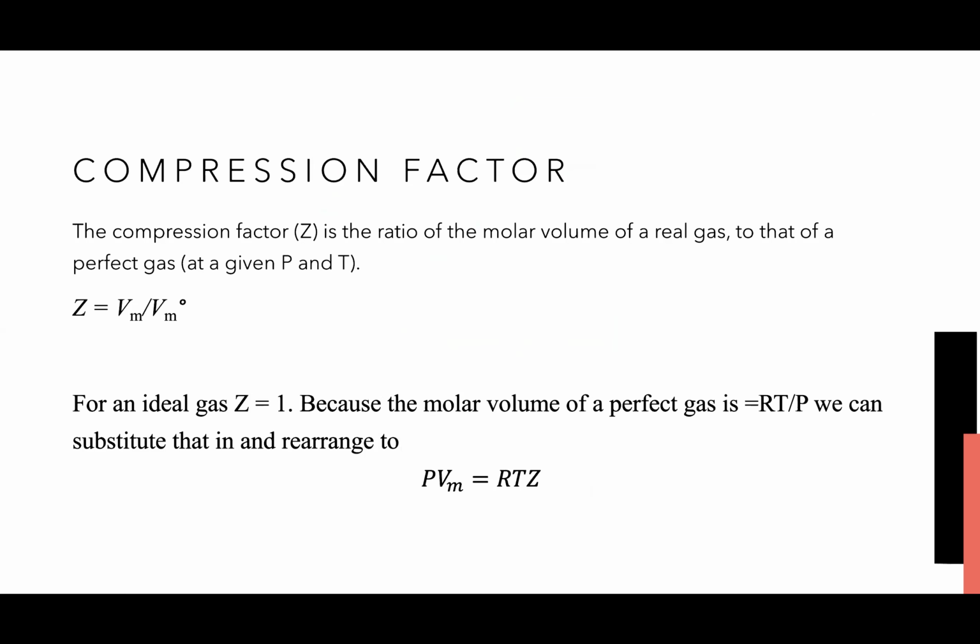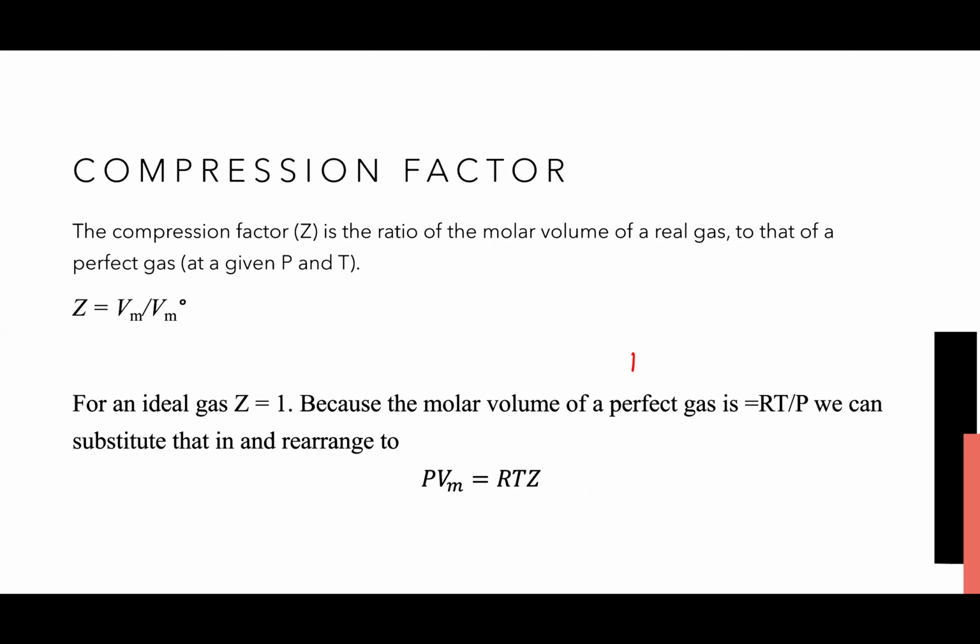Go back. So when we're talking about real gases, one thing we're talking about is the compression factor, basically how non-ideal it is. The compression factor Z is the ratio of the molar volume of a real gas to that of the perfect gas at any given pressure and temperature. For the ideal gas, Z would equal 1, because the actual molar volume would be the perfect molar volume, and the molar volume of a perfect gas is equal to RT over P.